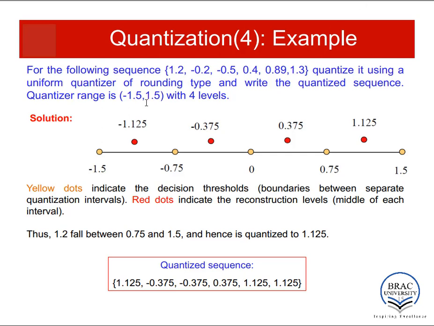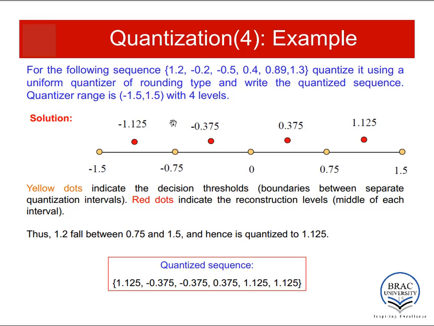The quantizer range is minus 1.5 to 1.5. So the lowest value of the quantizer is minus 1.5 and the highest is 1.5. We are assuming a mid-rise quantizer here. A mid-rise quantizer, as you all know, has a decision level or decision threshold at 0 value. Here the yellow dots are decision thresholds and the red dots are quantization or representation thresholds or levels. So we have a decision level at 0.